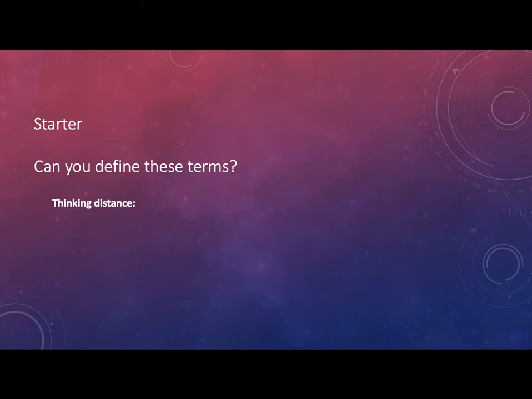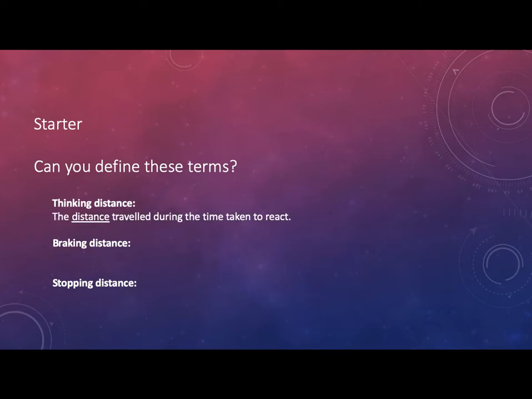So, as a starter, I've got 3 terms that I want us to have a think about: thinking distance, braking distance, and stopping distance. This should be familiar to you from GCSE. These terms were all part of the physics spec there. So, thinking distance, to do with our reaction time, the distance travelled during the time taken to react.